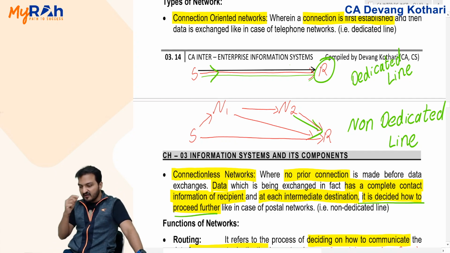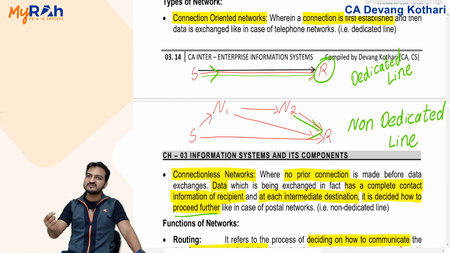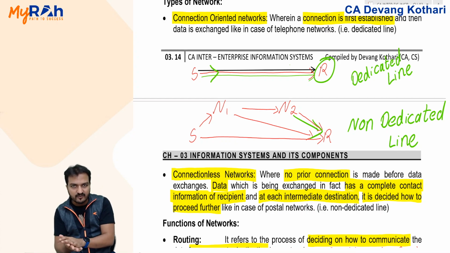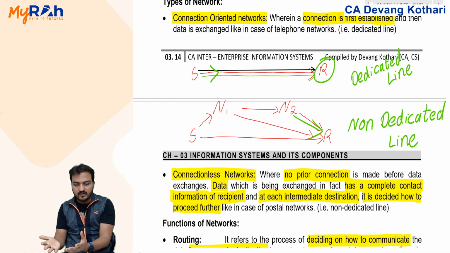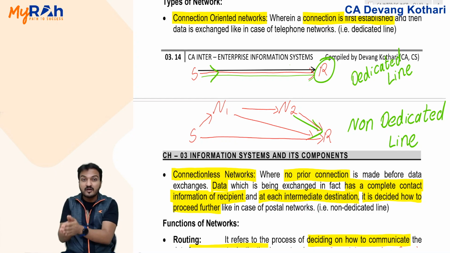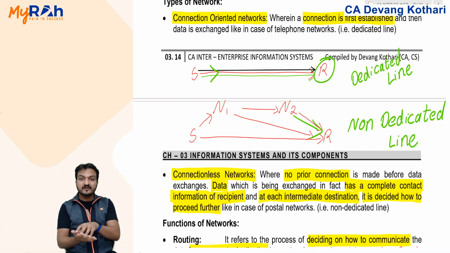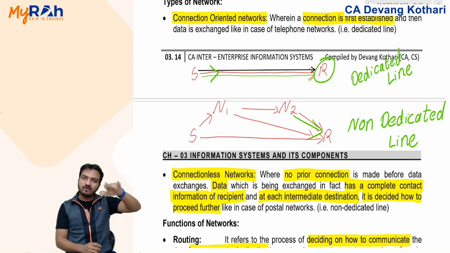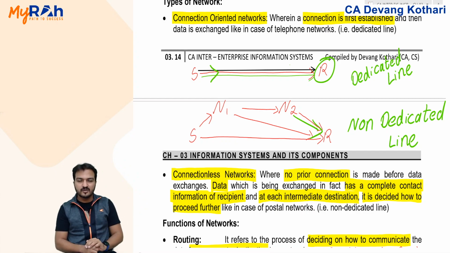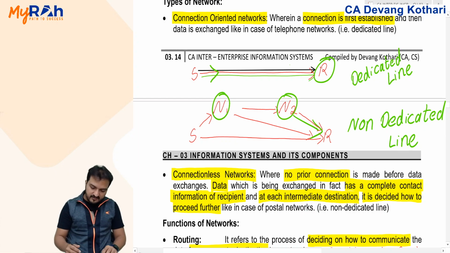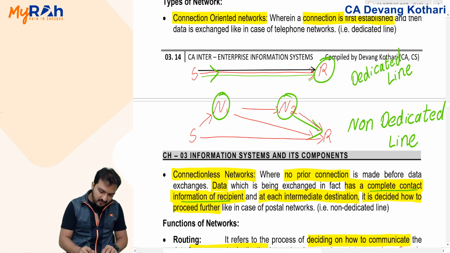So if there is a dedicated line from the sender to the receiver, then my data need not have full information about the receiver, because there is only one line of communication. If I transmit data on this line, it will definitely reach the receiver. But in case of a non-dedicated line, my data should contain all details about the receiver. Because there is no dedicated line, my data might reach the receiver through any of the nodes in between. So for guiding these nodes, my data should contain complete contact information of the recipient.